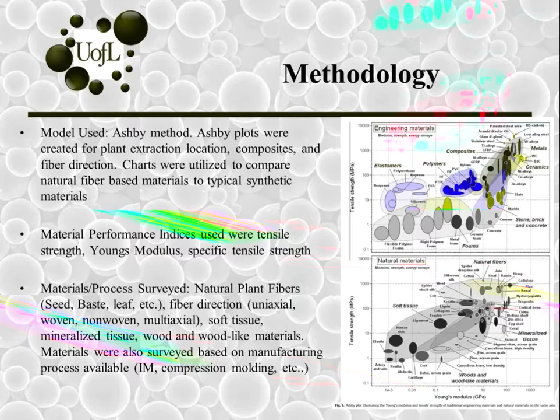The indices that were used were tensile strength, Young's modulus, and then the specific tensile strength. And the materials and processes surveyed were the natural fibers, the fiber direction, the soft tissues, the mineralized tissues, wood, and wood-like materials. Materials were also surveyed based on the processes available to them, such as injection molding, compression molding, and a few others.